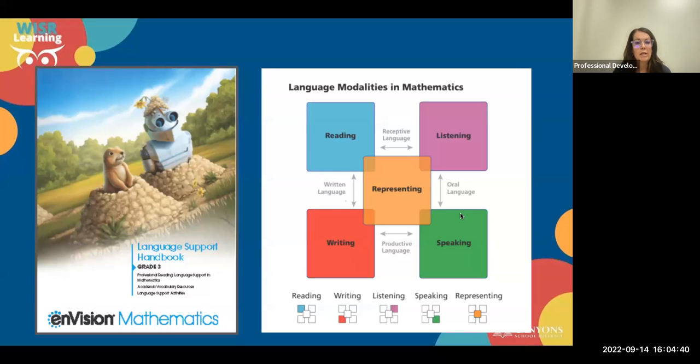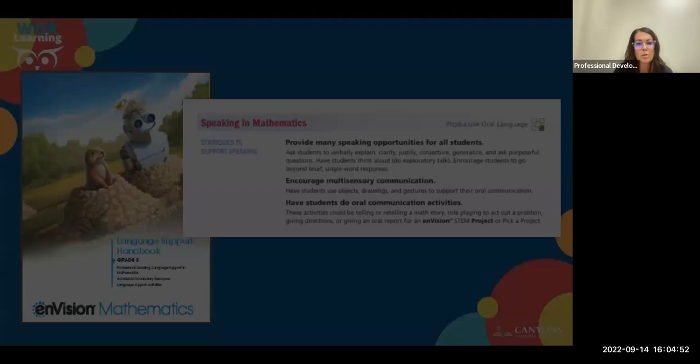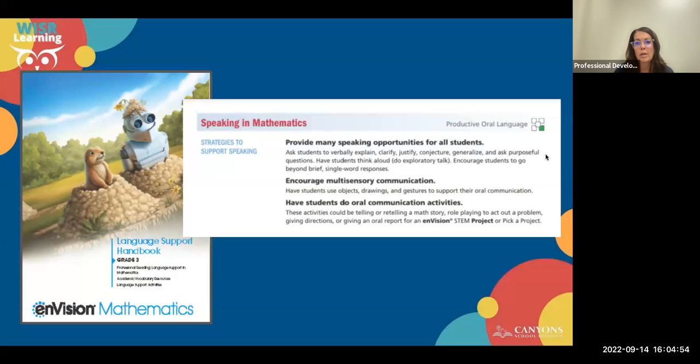If we look into the language support handbook, it has the language modalities. It has reading, listening, writing, speaking, and also representing. They're very closely aligned, and I think you'll be able to make the matches with WISR as you're working with the language support handbook. But today we're going to specifically look at the speaking in mathematics.